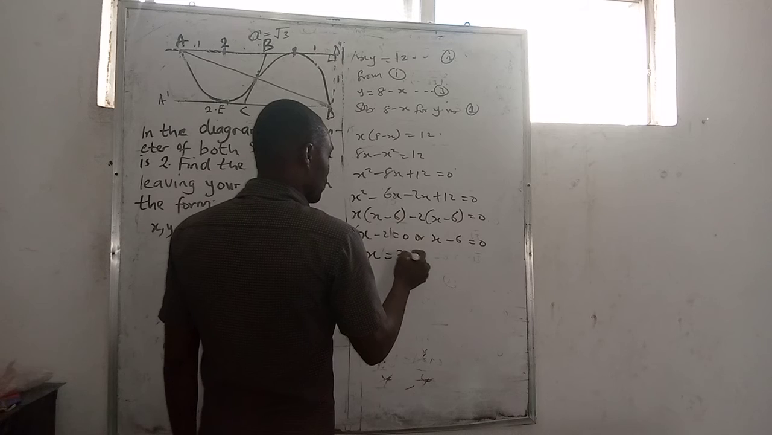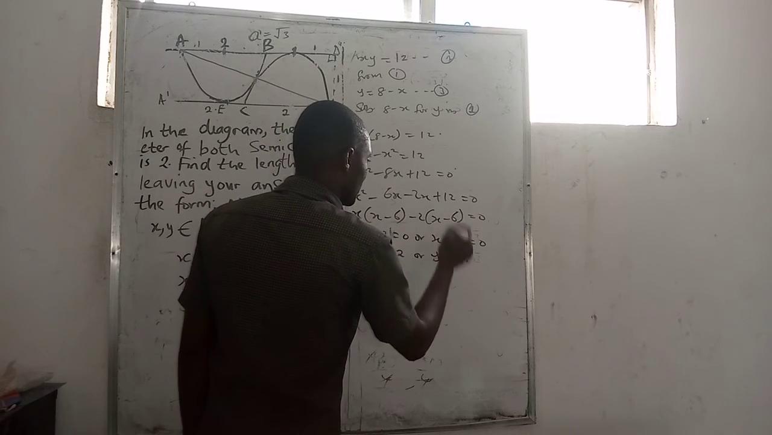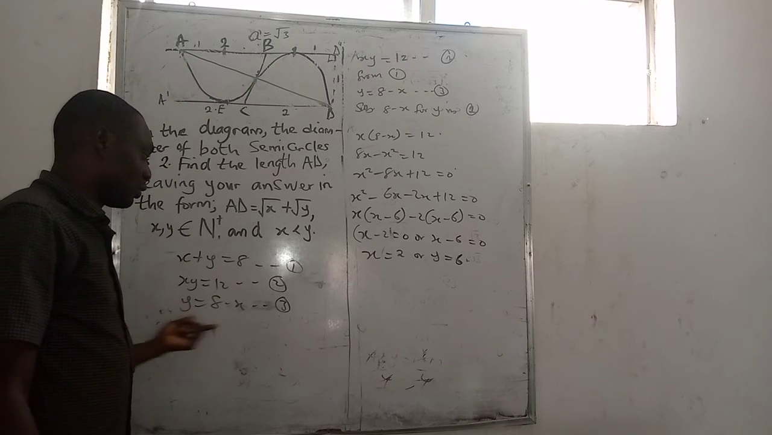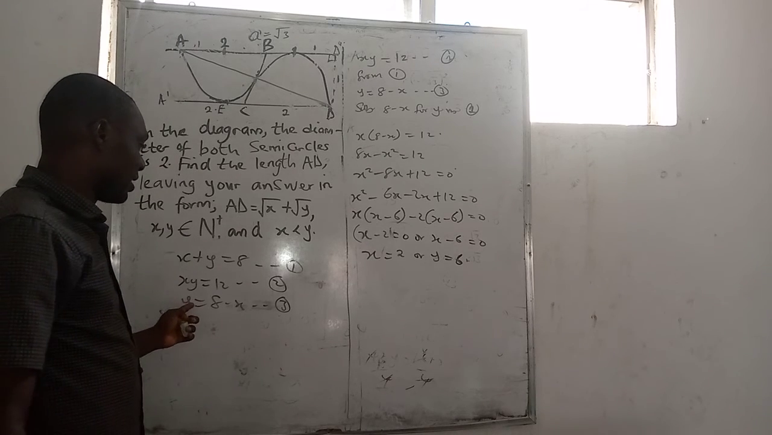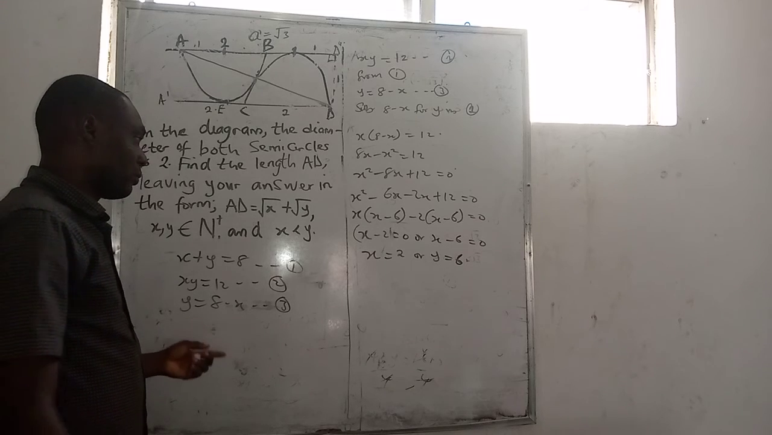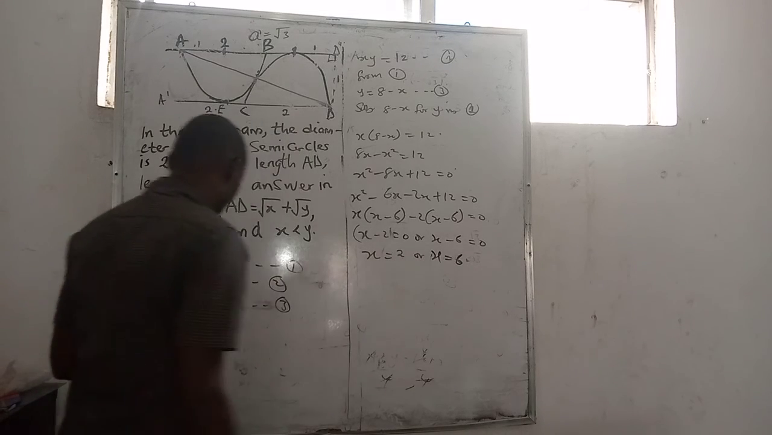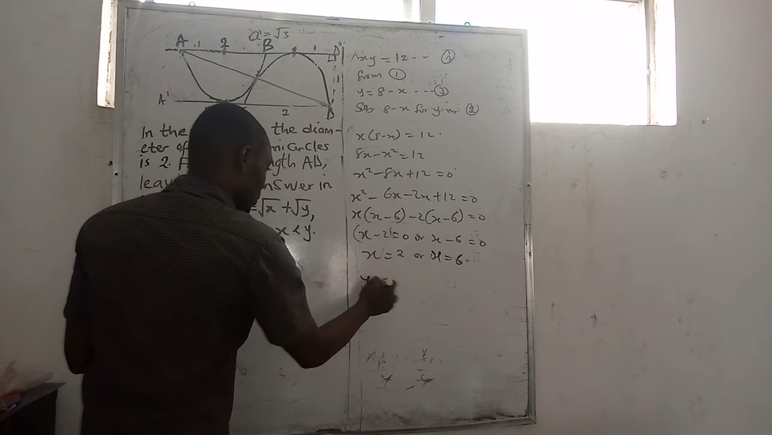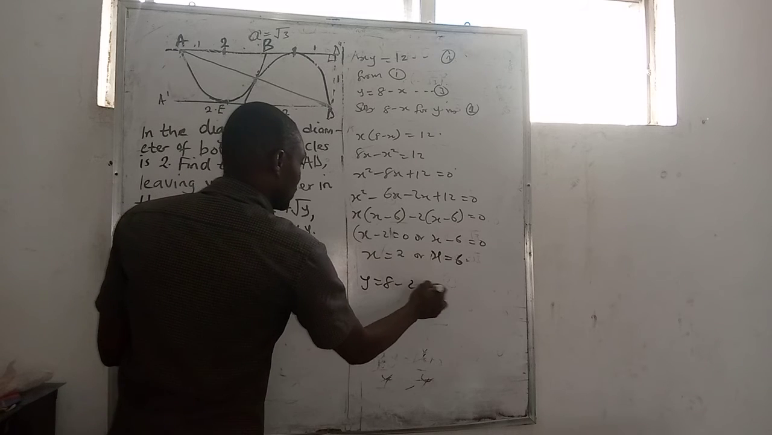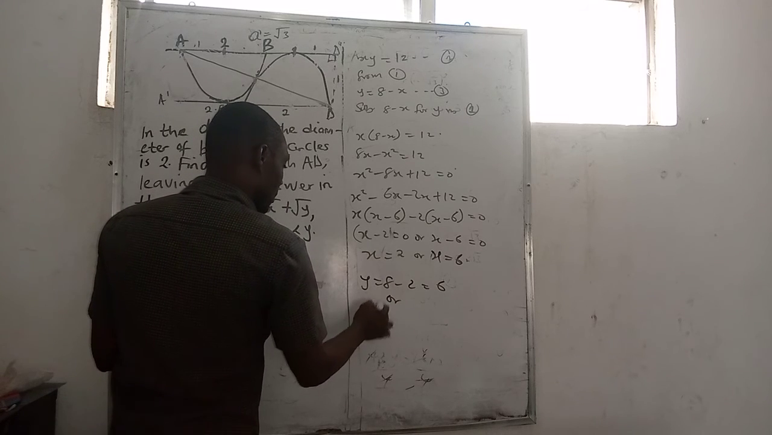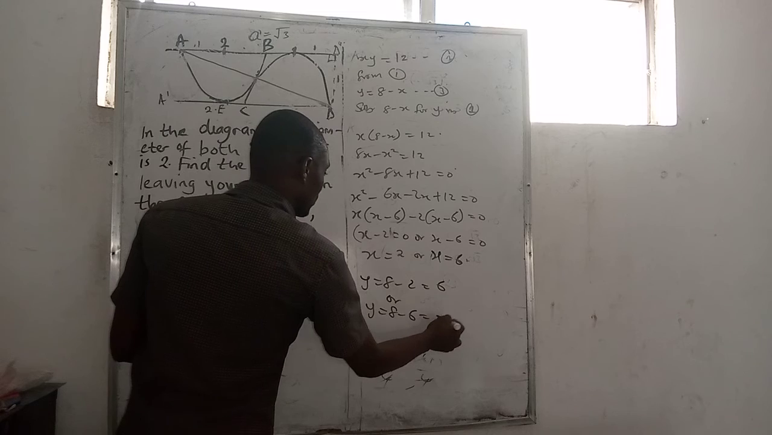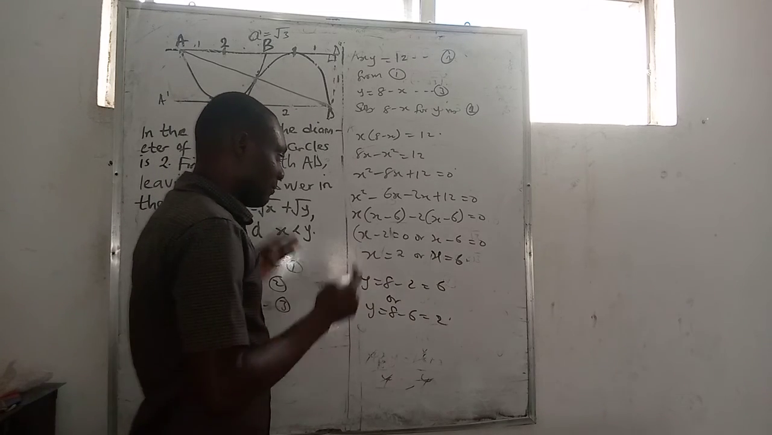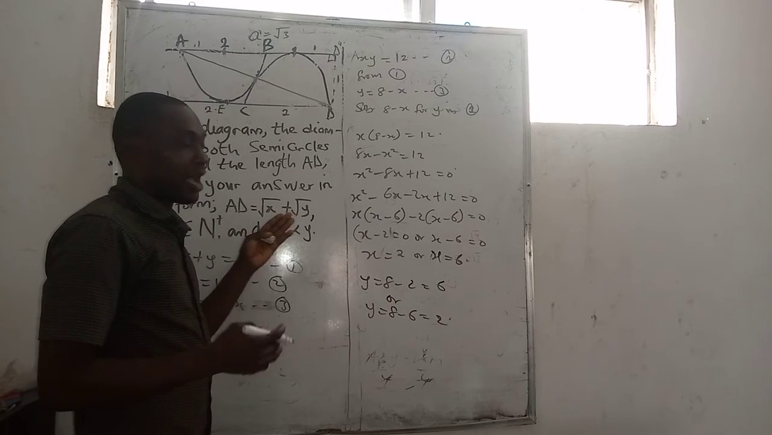So x is equal to 2, or x equals 6. Now if you substitute this back into equation 3, y is going to be equal to 8 minus 2, which is equal to 6, or y equals 8 minus 6, which is equal to 2. So it is obvious that the result is that x and y are either 2 or 6.